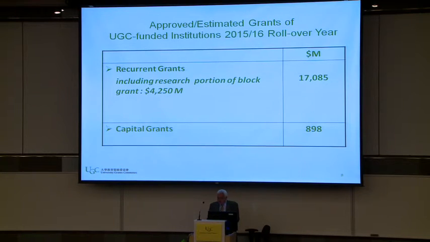Just so you know the quantum in recurrent grants in the most recent year, which was a rollover year, was 17 billion, plus about 9 billion recurrent grants. So the research portion of that was about $4 billion. If you take that on a triennial basis, that is just over $51 billion.